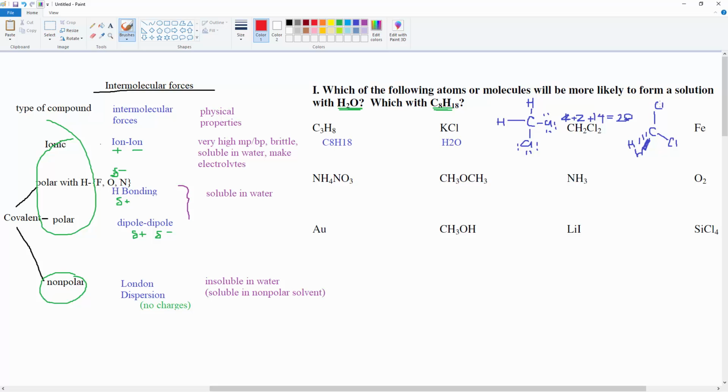But the carbon-chlorine, because carbon is 2.5 and chlorine is 3.0, is a difference of 0.5. So that's technically polar. I say technically because remember 0.5 is like our cutoff, and remember that it's a spectrum. So ever so slightly, maybe barely polar is what you're going to expect for the CH2Cl2.